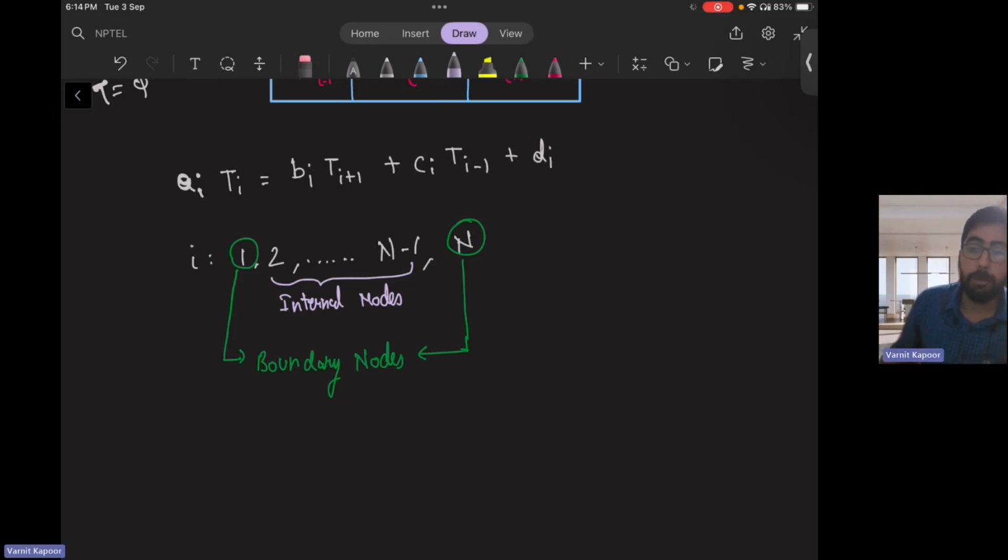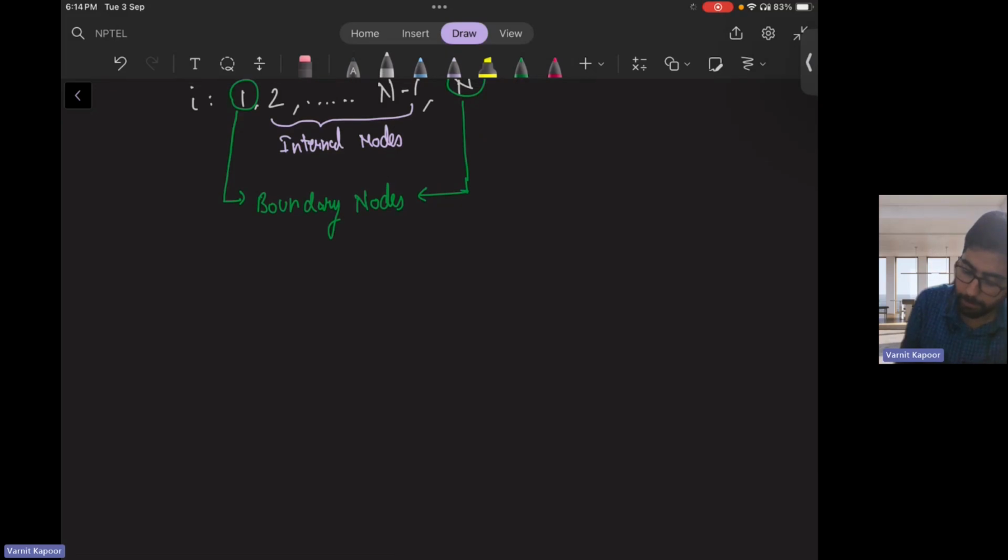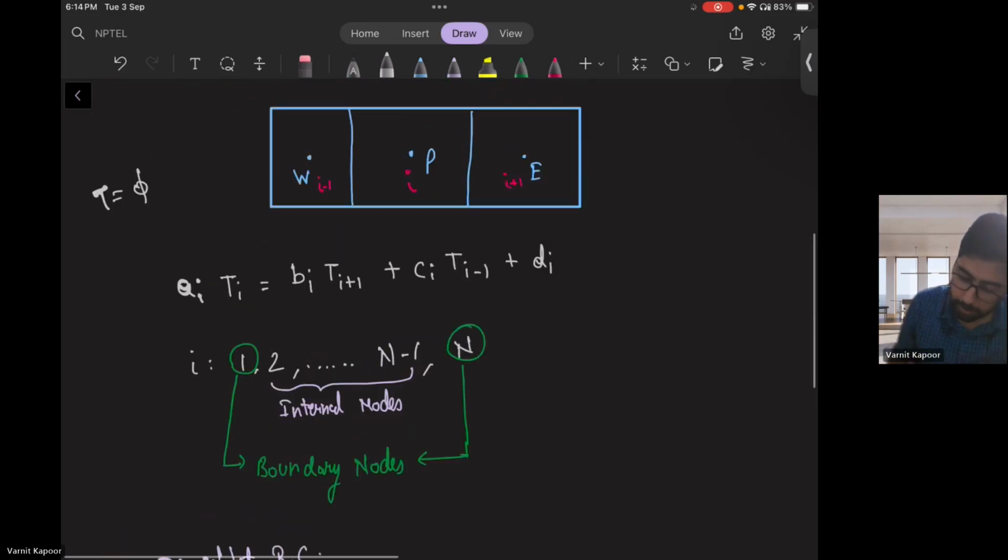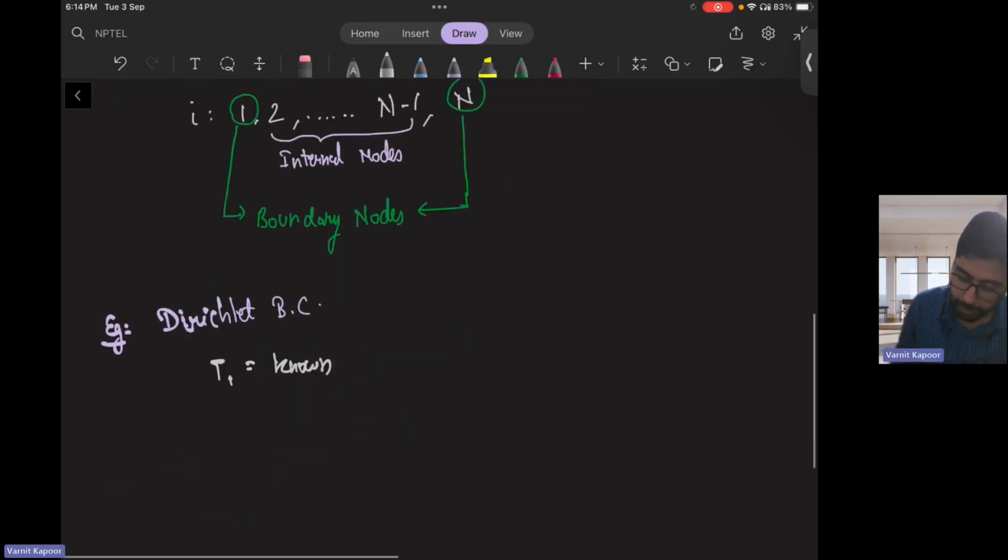Now suppose I give the boundary condition which we have already discussed as a Dirichlet boundary condition. That is, T at the first node is known. So the first node, that is the boundary node, is known to you. T1 is known.